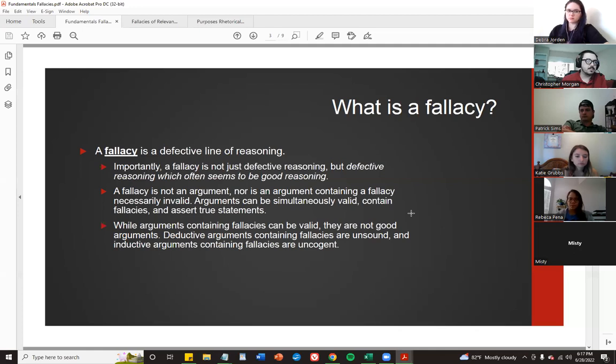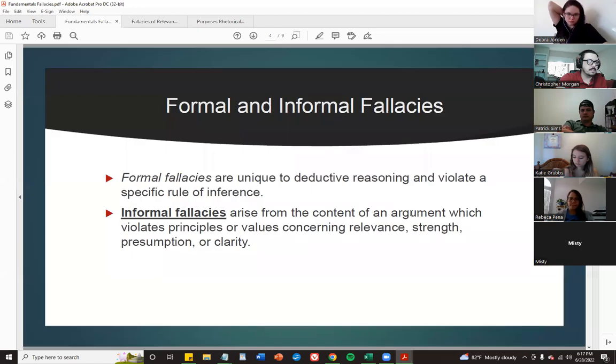Deductive arguments containing fallacies are unsound, and inductive arguments containing fallacies are uncogent. And so that's all nice and good. There's 2 types of fallacies. Like I said, there's formal and there's informal.